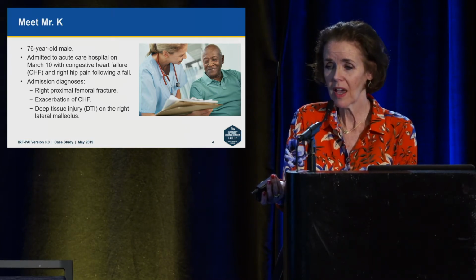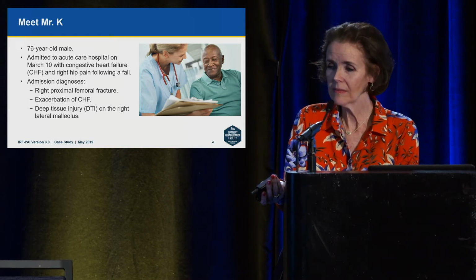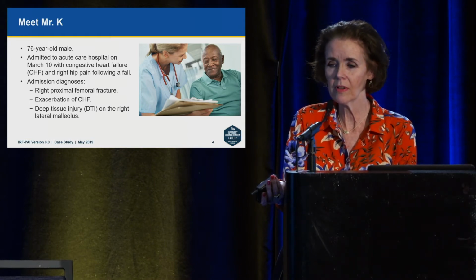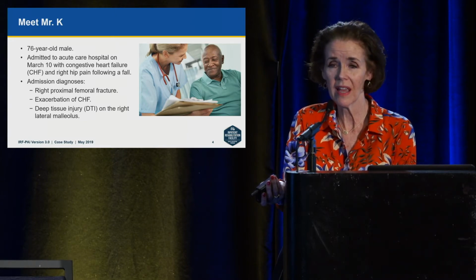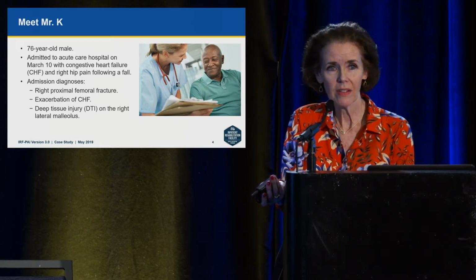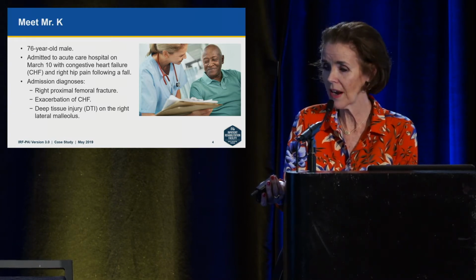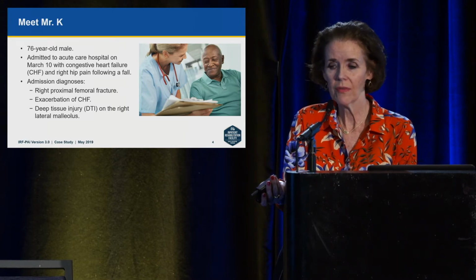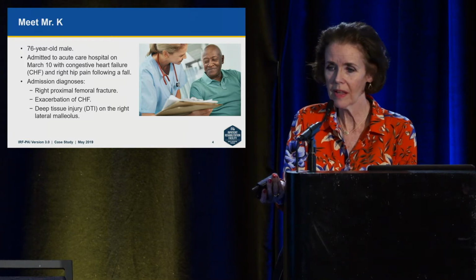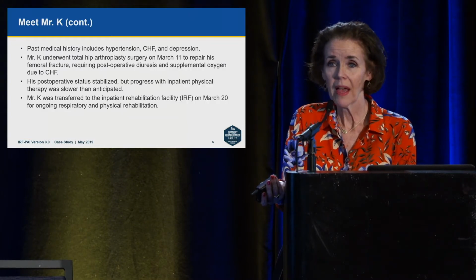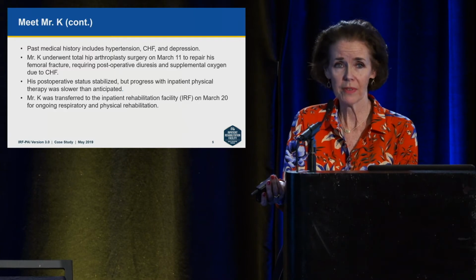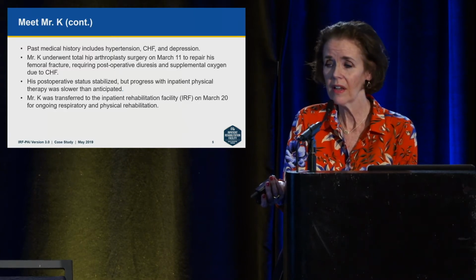So we're going to meet Mr. K, and he is a 76-year-old male. He was admitted to the acute care hospital on March 10th, and he has congestive heart failure and right hip pain because he had a fall. The admitting diagnosis at the acute care hospital was that he has a right proximal femoral fracture, an exacerbation of his heart failure, and he has a deep tissue injury on the right lateral malleolus. His past medical history does include hypertension. We know about the heart failure, and he also has a history of some depression.